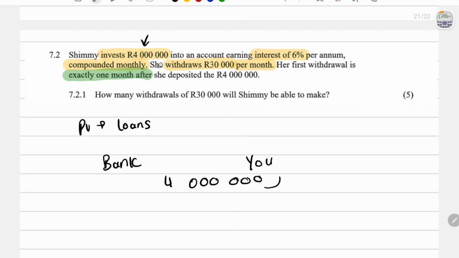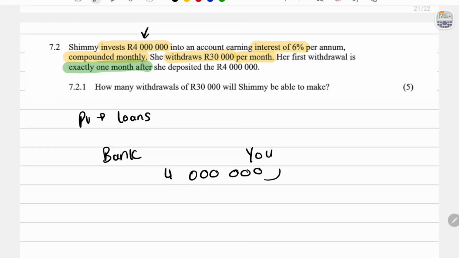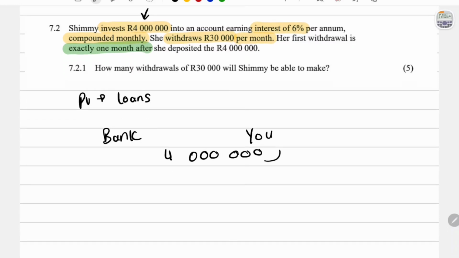Very similar to what's going on in Shimi's case. She has money already, right? She's investing it into the bank. So what's actually going on is like Shimi is behaving as if she's the bank. She is basically loaning the bank money. Okay, she's taking the money and she's investing it into the bank. So she's giving the bank money. And what she's going to be doing is deducting the 30,000 rand every month.